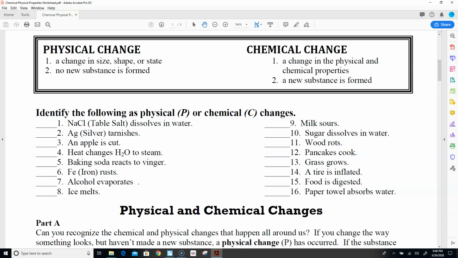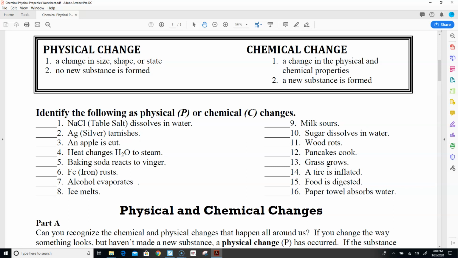Iron rusting, that's definitely chemical. Okay, new substance is formed, it can't be undone. Has new properties, it's now kind of a reddish brown and flaky. Alcohol evaporating. Evaporating is a physical change. Melting ice, once again, that's a physical change.